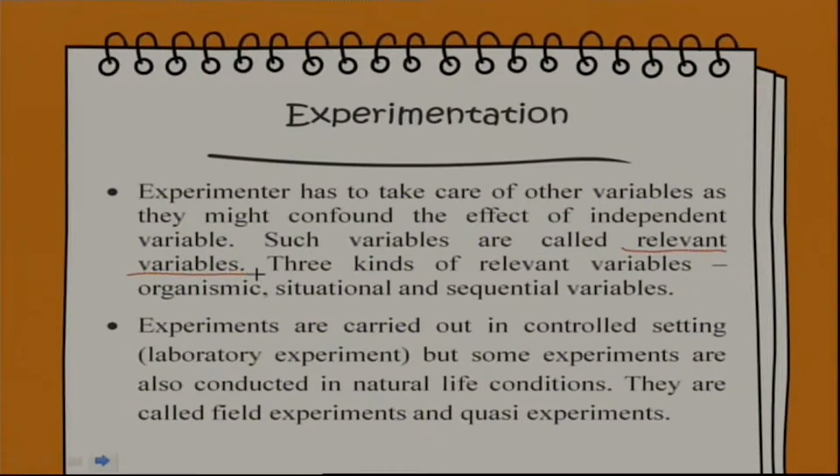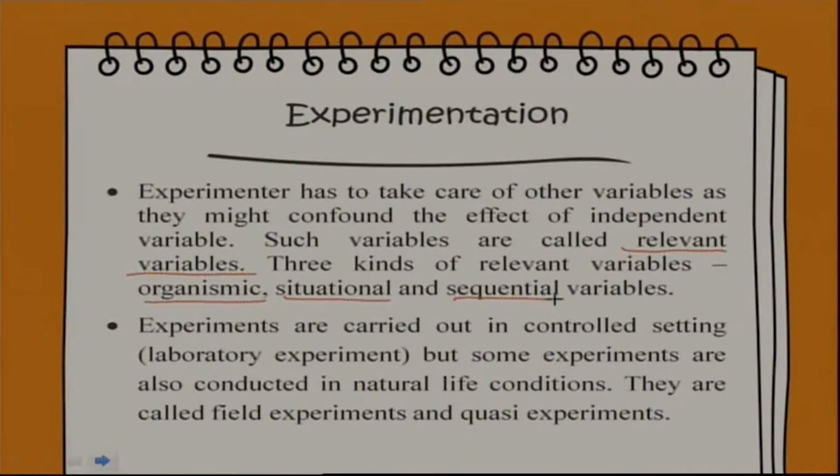So there are three kinds of relevant variables: organismic, situational, sequential. Organismic is basically related to the organism, such as the gender of the subject, or the race of the subject, or the caste of the subject. You should never discriminate, and your study should be very objective, so that gender is not a reason that your results are being influenced.